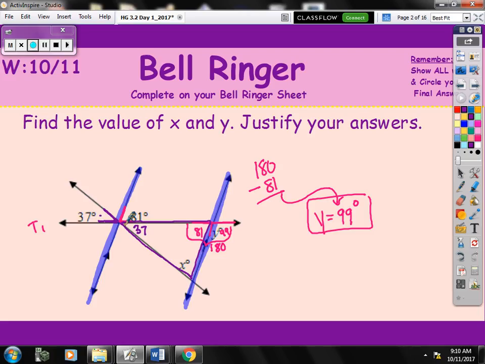How many degrees did we figure out are in a triangle? 180. So remember, triangle sum theorem tells us that there's 180 degrees in a triangle. So we would just need to subtract 81 and subtract 37. So what should we get for the measure of angle x? Ethan? 62. Good, 62.